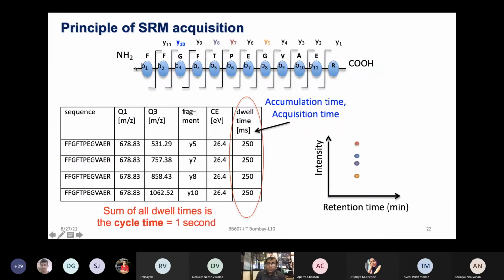And while doing so, again refreshing your basics, which we talked about, N terminal and C terminal, and the generation of B ions and Y ions, those are coming back to you now. Those are what we are going to look for, different fragments of the B ions and Y ions. And for a specific peptide, you look at the dwell time, which is what you are going to optimize in your final acquisition for the data.